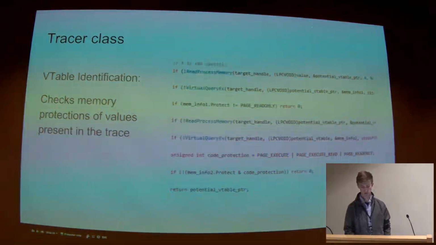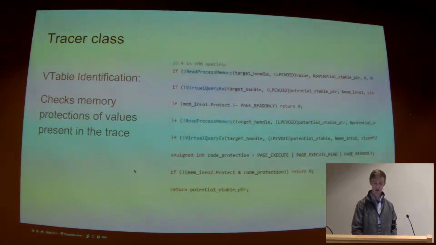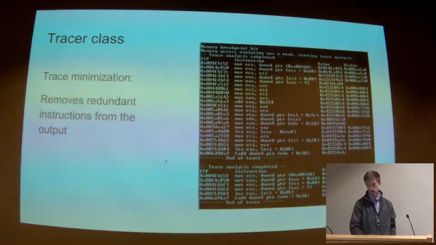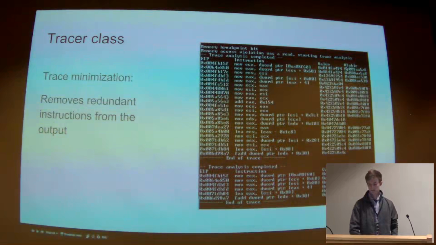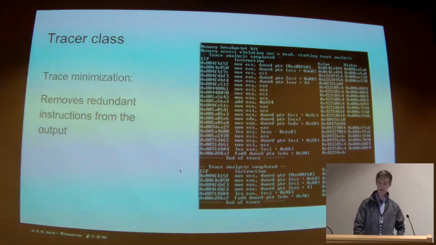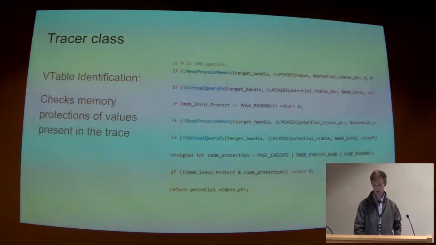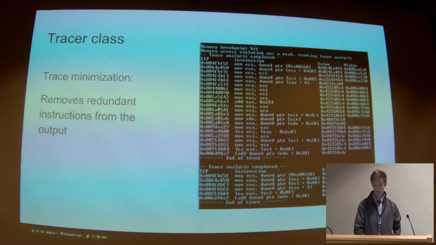Okay, one other thing it does, and I haven't touched on this at all yet, is vtable identification. So if we go back and look at our output, you see this last column here. This is outputting a potential vtable pointer that's going to be located at these values along the trace. It does that by checking the memory protections of values that are present in the trace. So it's checking the memory protections on these addresses, and also the addresses that those point to.